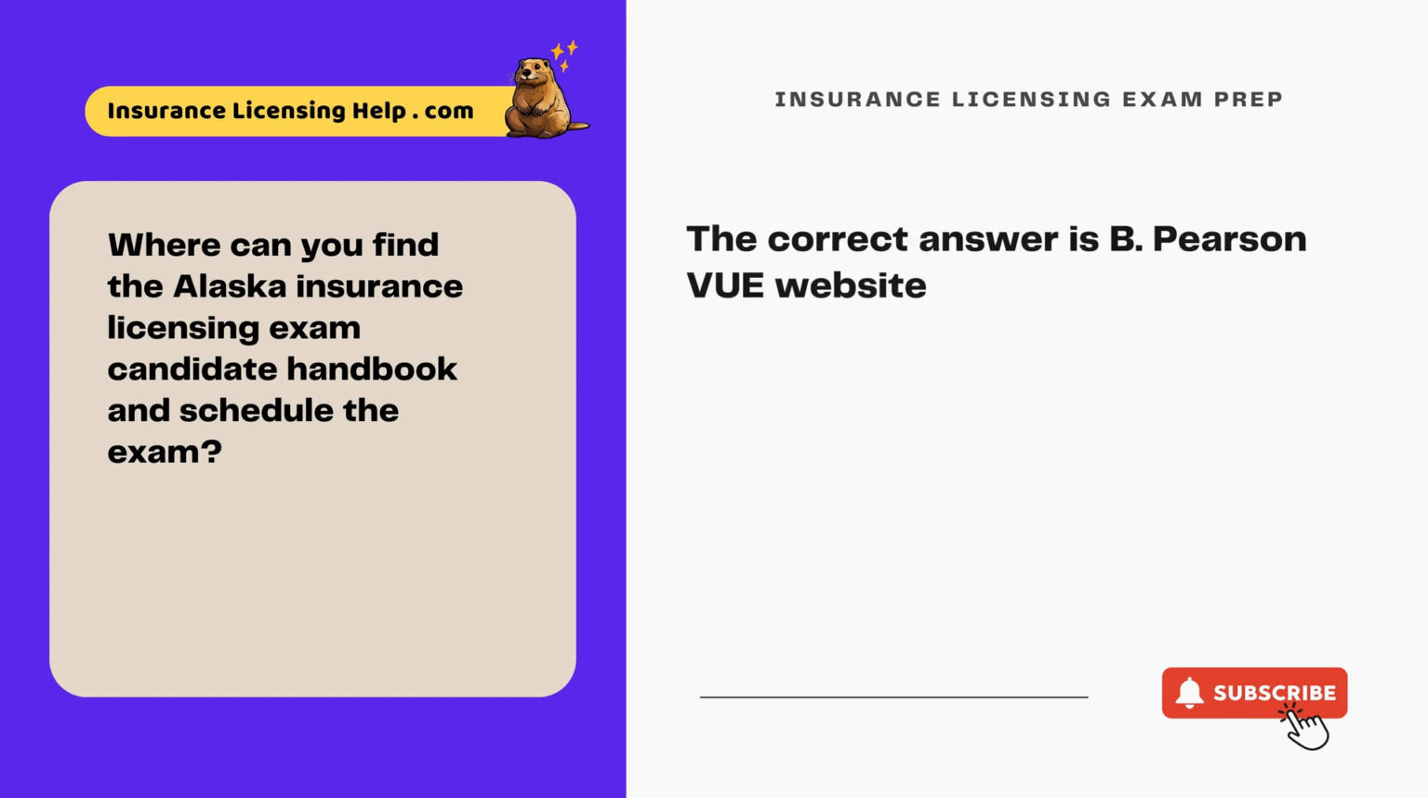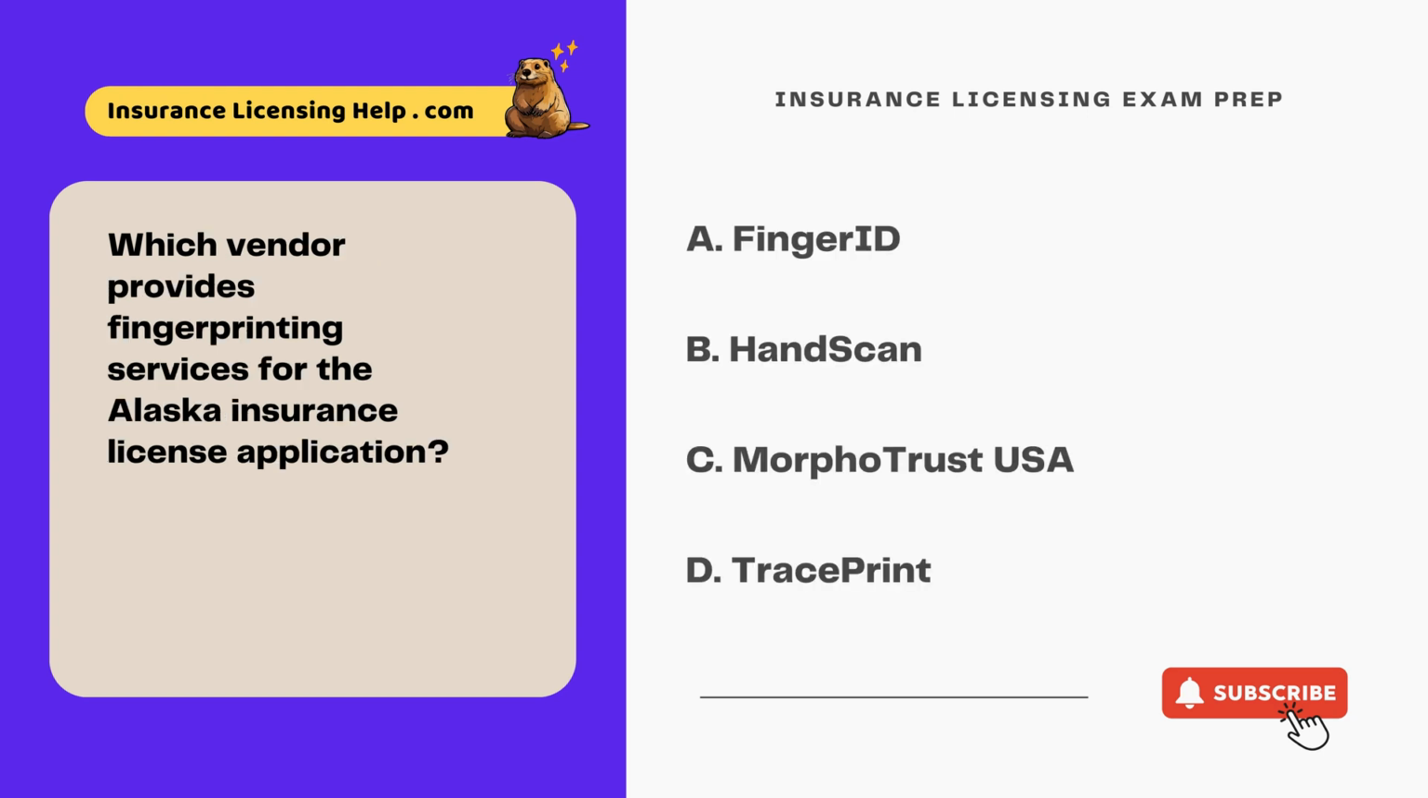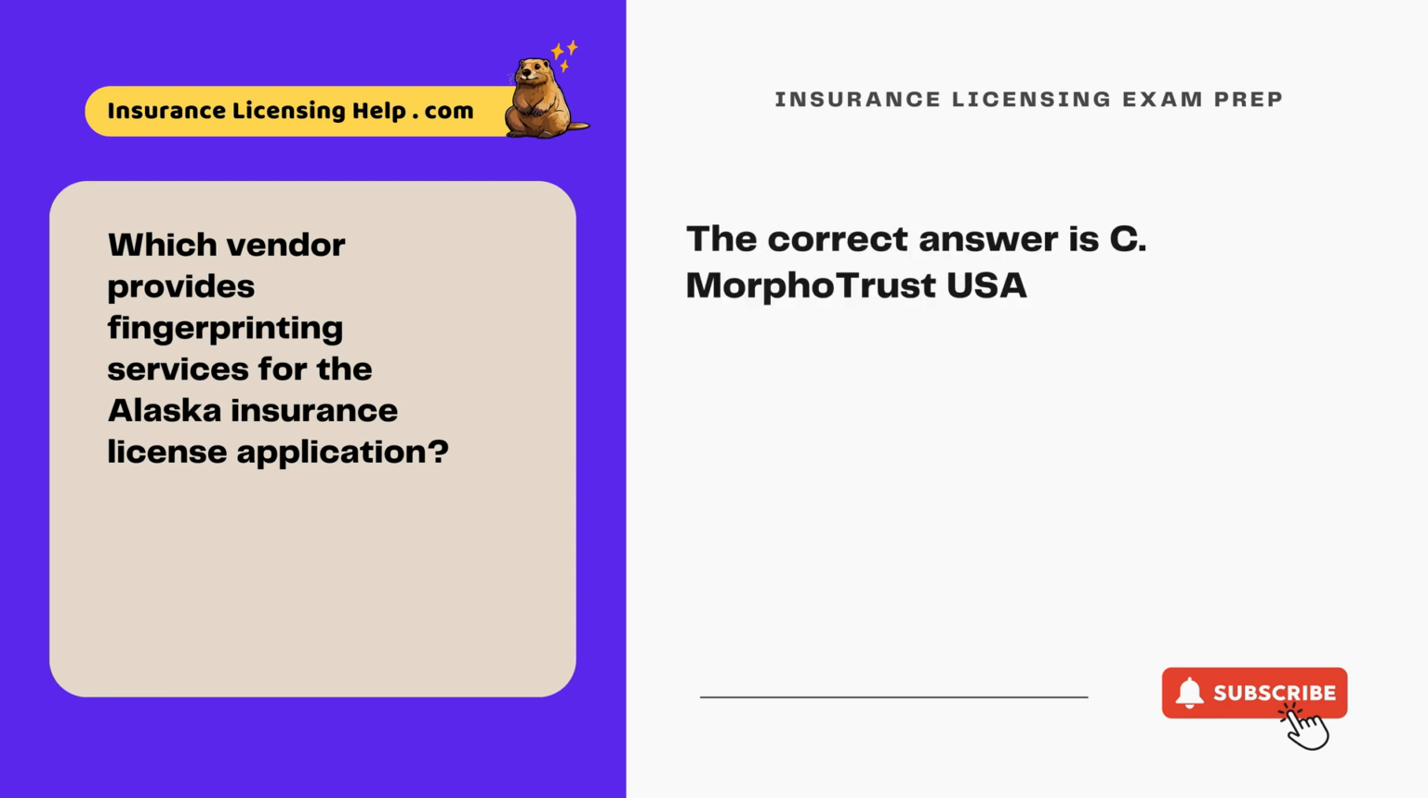The correct answer is B. Pearson VUE website. The Candidate Handbook and exam scheduling for Alaska Insurance Licensing can be found on the Pearson VUE website, as per the provided information. Which vendor provides fingerprinting services for the Alaska Insurance License application? A. Finger ID. B. HandScan. C. MorphoTrust USA. D. TracePrint. The correct answer is C.